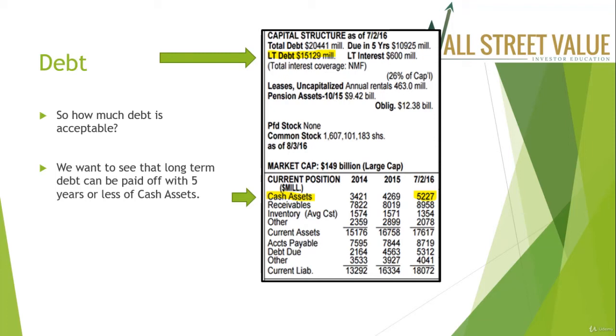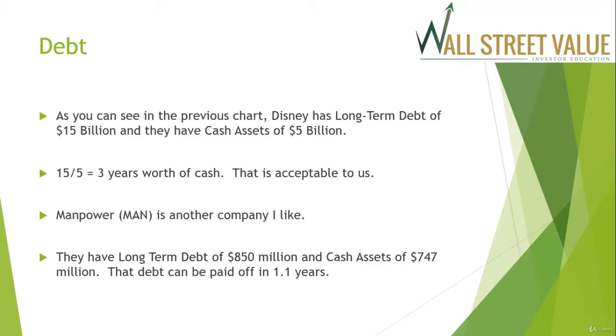We find this from Value Line. So I highlighted the long-term debt up at the top, and for Disney, their long-term debt is $15 billion. Sounds like a pretty big figure, but if you take a look at the cash assets on the bottom part of this chart, they have $5.2 billion in cash assets. 15 divided by 5 equals 3 years worth of cash. That's acceptable to us. We want to make sure that they can pay off their debts with 5 years worth of cash or less.